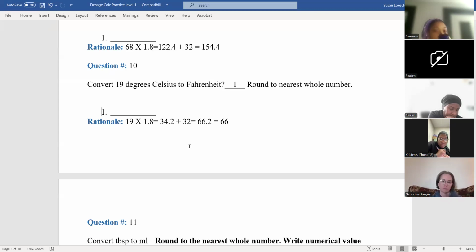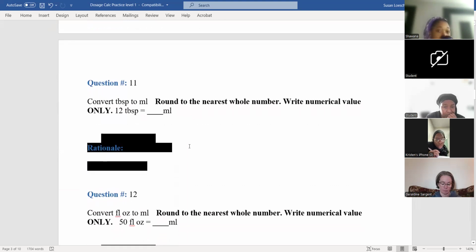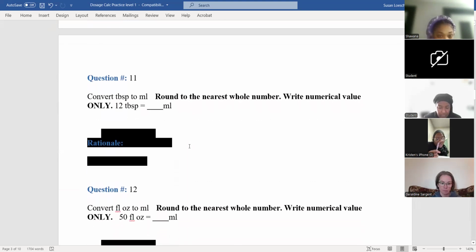How'd we do? Anybody struggling there? Everybody's good? Okay. Now's the time to speak up. Don't wait till the test. All right, next we're going to look at tablespoons. We'll come back. We'll still get some more temperatures, and we'll see if you remember the formula, if we have time.